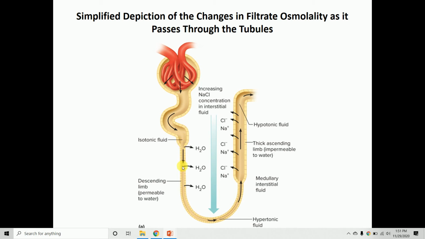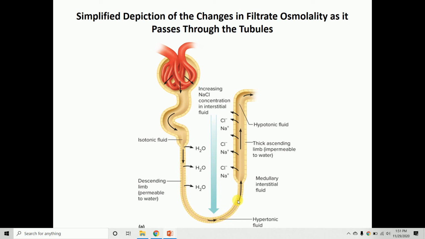As it enters the descending limb, remember the descending limb only allows for the reabsorption of water, no ions. So the descending limb is permeable to water only. So by the time the filtrate reaches the tip of the nephron, it is now hypertonic filtrate.